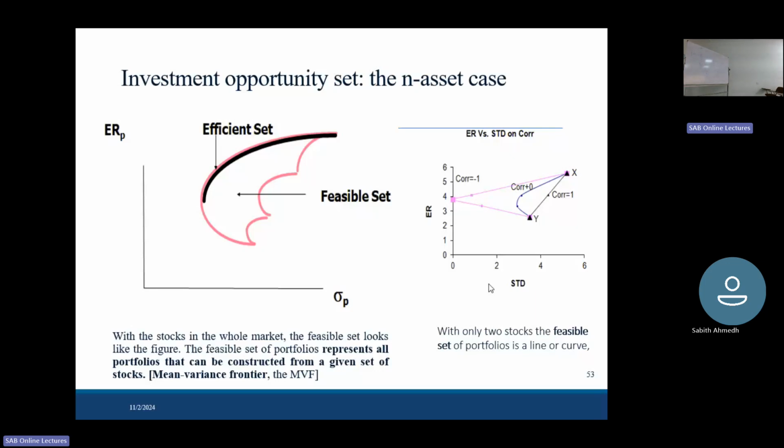There are different portfolios if you construct your, what you call, a feasible set of portfolio. Feasible set: the set that includes all the portfolios you can construct there. Feasible set of portfolio, it looks like this.